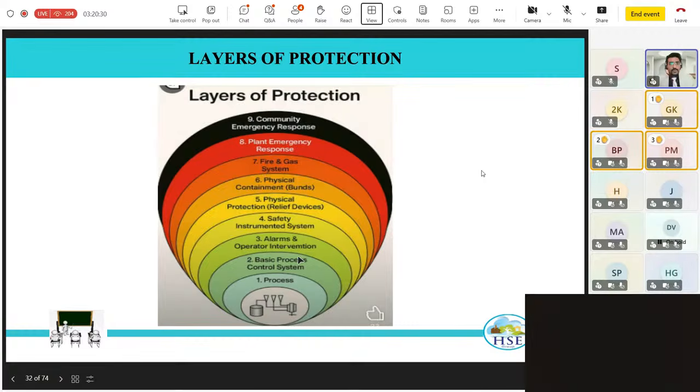So that is your basic process control system, which is essentially your first layer of protection. As we designated, the over design part within that should not be considered. It is part of your system. Then after the BPCS you have your alarms and operator intervention. Now this is again a very important layer. Some people will take credit for it, whereas many clients do not take credit if there is no adequate time for the operator to respond.